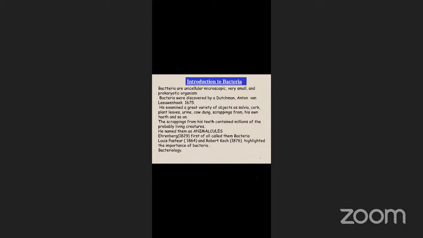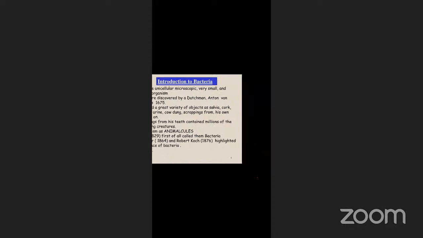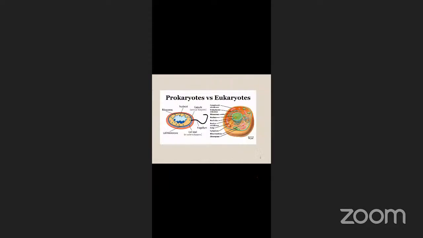These two scientists clearly explained the importance of bacteria, the life cycles of bacteria, and the ultrastructure of bacteria. I already told you the study of bacteria is called bacteriology. Next, these are prokaryotics and eukaryotics. The right side is the eukaryotics, and the left side is the prokaryotics. You know the difference between prokaryotics and eukaryotics?